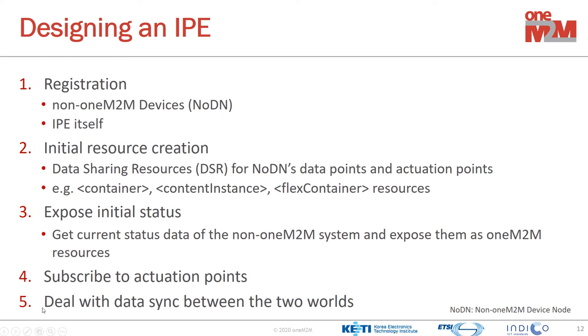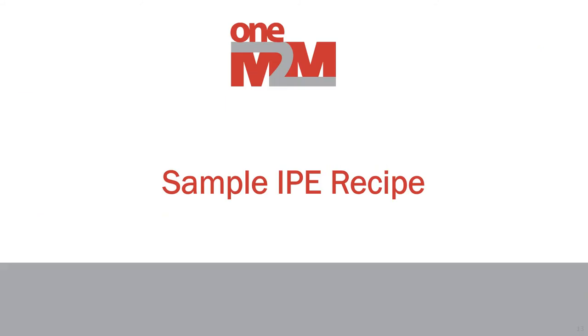And later on, whenever there is new data from the non-oneM2M system, it will be synchronized into the existing oneM2M resources or as a new resource. And whenever there is an actuation message from the oneM2M side, it will be passed to the IPE and then actuated in the non-oneM2M world. Something like that. So let's have a sample recipe.